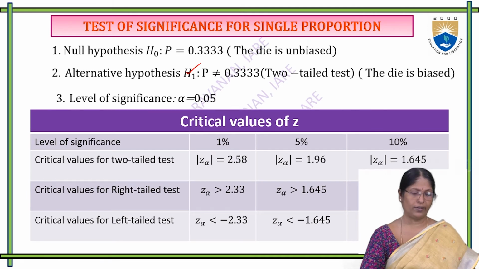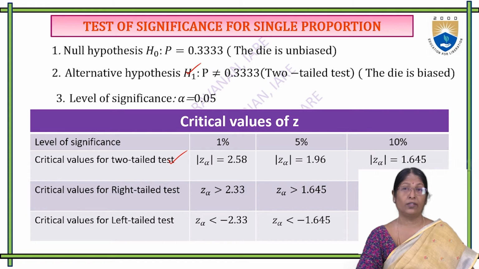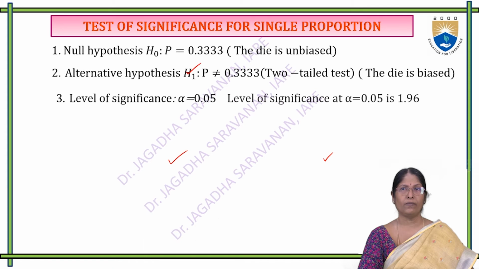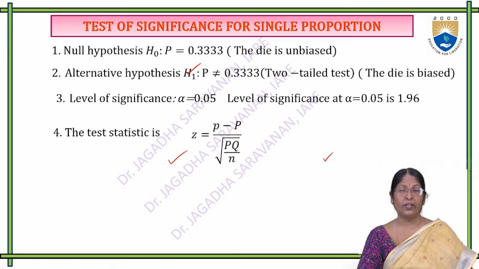So for the two-tailed test, the critical value of Z we are going to obtain from the chart. Alpha equal to 0.05 gives 1.96. The test statistic for this single proportion is Z equals small p minus capital P divided by the square root of PQ by N.